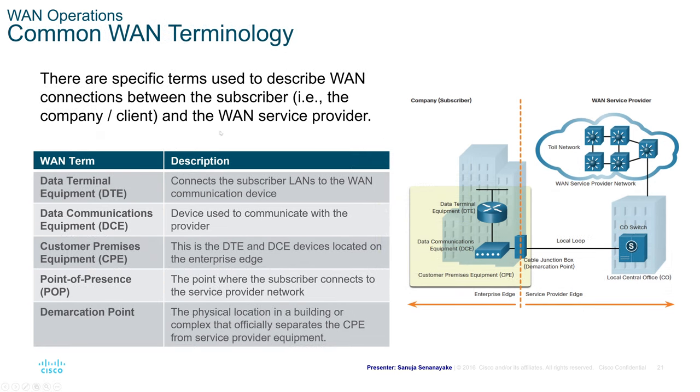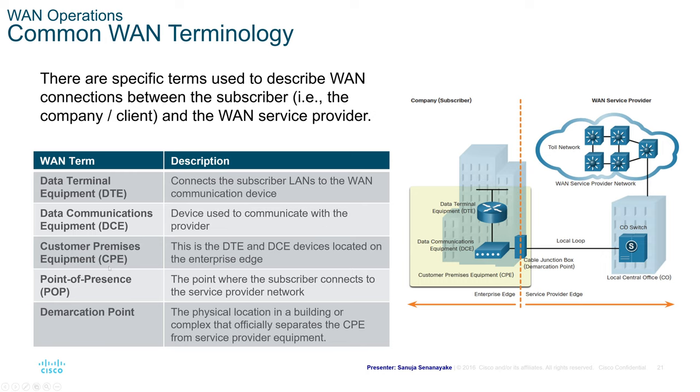So, common WAN terminology. There are specific terms used to describe WAN connections between the subscriber and the WAN service provider. So the subscriber is the company or the client, and the WAN service provider is like your ISP, for example. So those are described in the table on the left-hand side here: the WAN term, and the description on the right-hand side. The WAN term is Data Terminal Equipment, or DTE, which is a device that connects the subscriber LANs to the WAN communication device. Data Communications Equipment, DCE, is a device used to communicate with the provider.